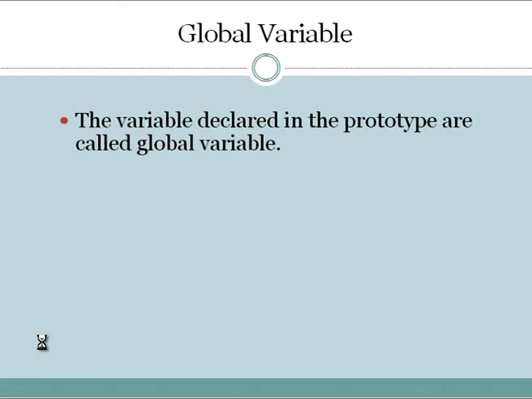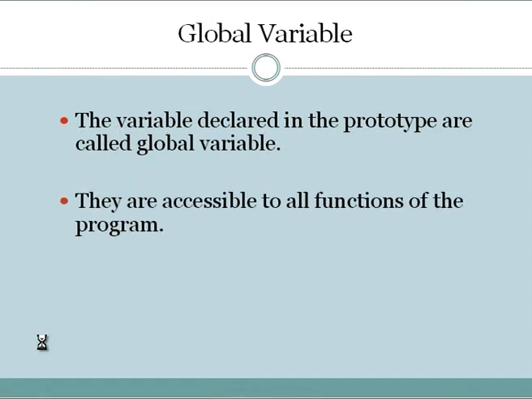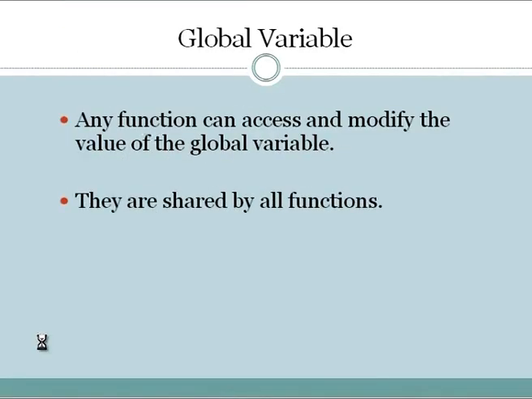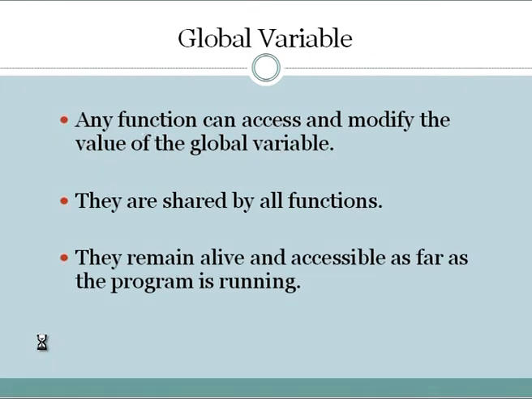Global variables. The variables declared before the prototype are called global variables. They are accessible to all functions of the program. They are equally accessible to all functions in the program. Any function can access and modify the value of the global variable. These variables are shared by all functions. They remain alive and accessible as long as the program is running.